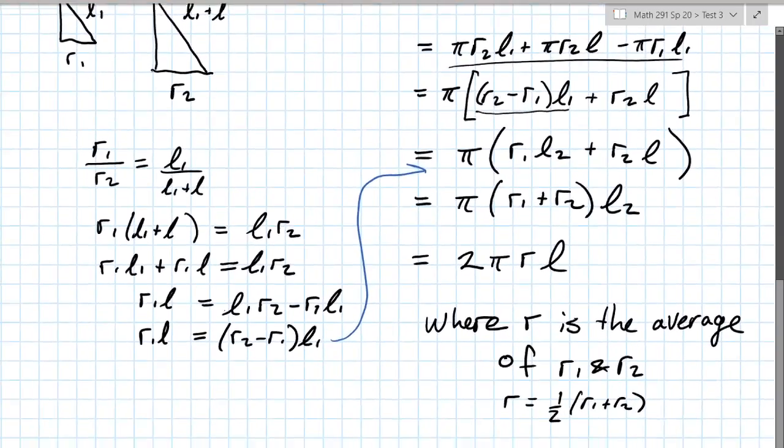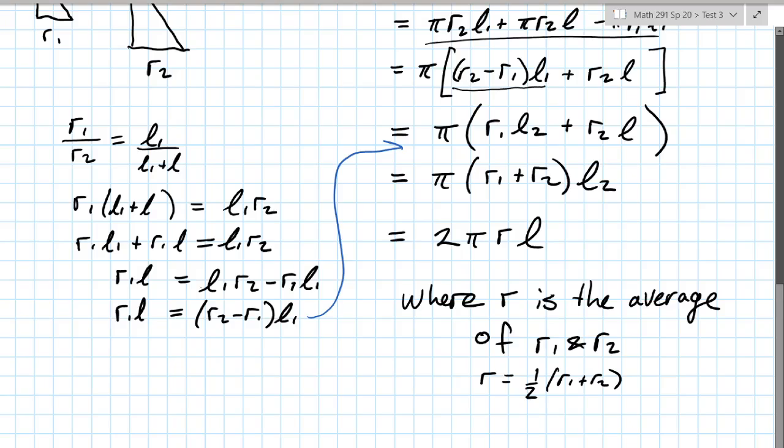And from here, if we take a new R to be the average of the larger and the smaller radii, then our area formula becomes 2 pi R times L.